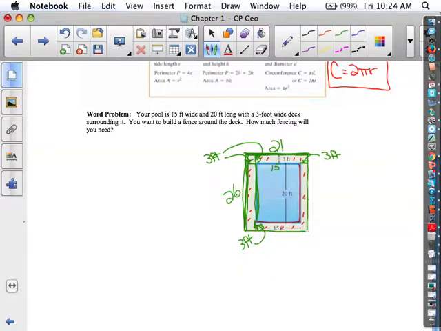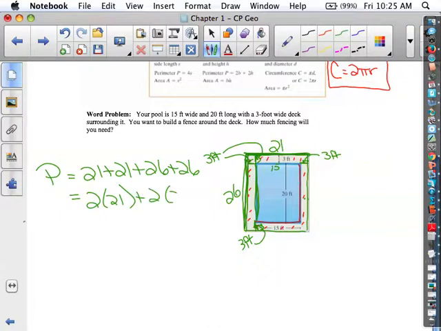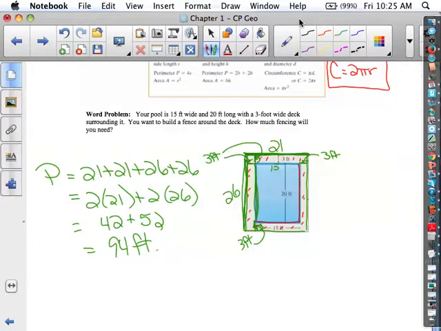So when I look at the perimeter, that's going to be 21 plus 21 plus 26 plus 26. Some of you might also write that as 2 times 21 plus 2 times 26. Both are correct. So that gives you 42 plus 52, or 94 feet. And that would be the amount of fence that you need to surround this pool, including the walkway. Okay?